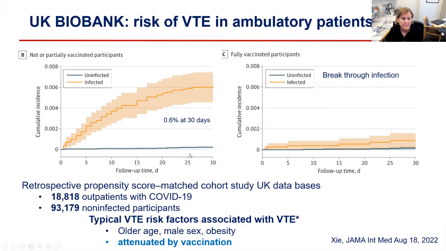Over 30 days, the cumulative incidence of VTE in these 18,000 infected patients is 0.6%. We never would have found a difference in ACTIV-4B with this low rate, no matter how many patients. But these patients who had VTE had typical VTE risk factors that we know are associated in non-COVID patients: older age, male sex, obesity. There was an imbalance in the number of patients with a diagnosis of cancer, as well as orthopedic fractures and whatnot. But look what happens in the fully vaccinated participants. Those that had breakthrough infection compared to those not infected had a significantly lower event rate for macrovascular thrombosis.